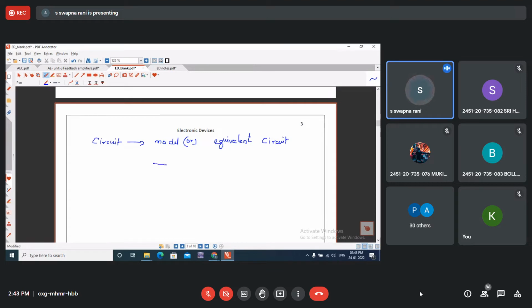So wherever the transistor symbol is there, with emitter, base, and collector, from now onwards it will be replaced with its equivalent small signal model.